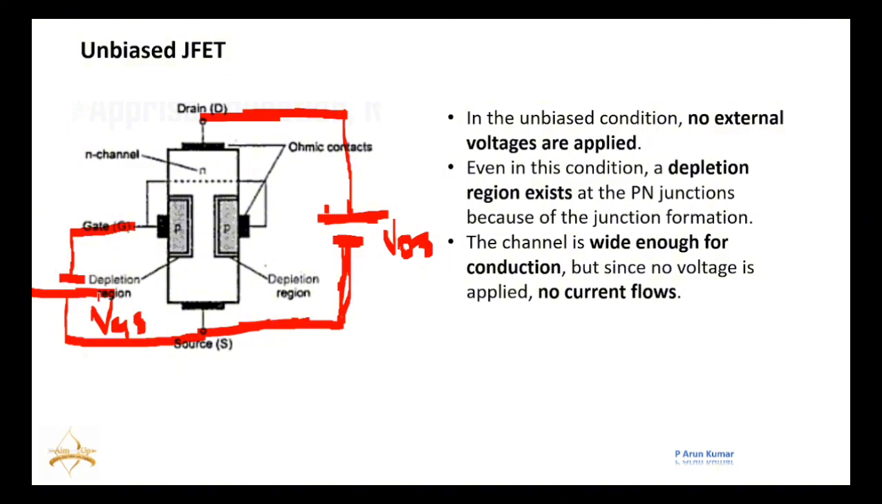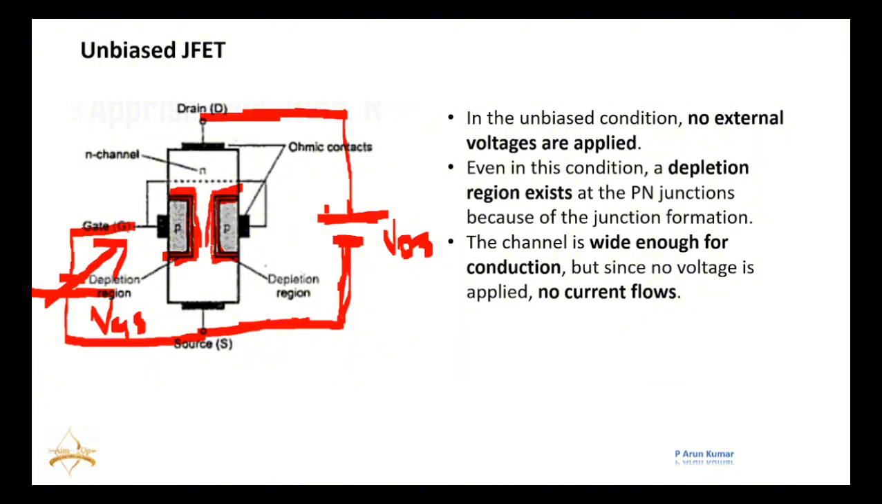What happens whenever we apply this reverse voltage? What happens to this depletion region? If we go on increasing this reverse voltage in the negative direction, then the depletion region also goes on increasing, right? When a diode is connected in reverse bias, what happens to the depletion region? It will increase, right? Here also there are two regions, P and N, and we are connecting them in reverse bias. So by increasing this reverse voltage, this depletion region also increases.